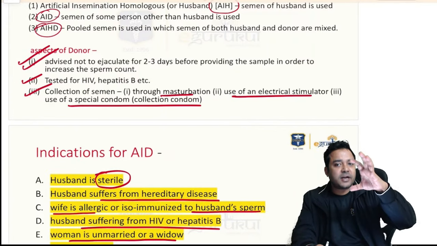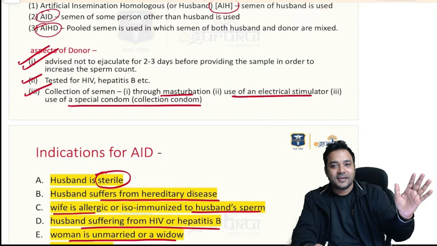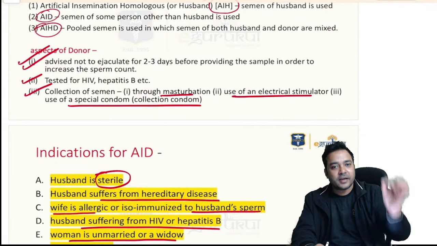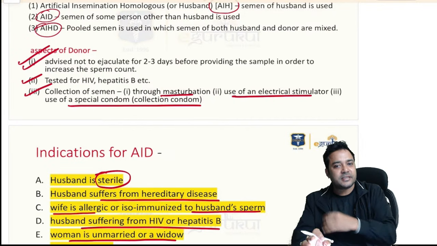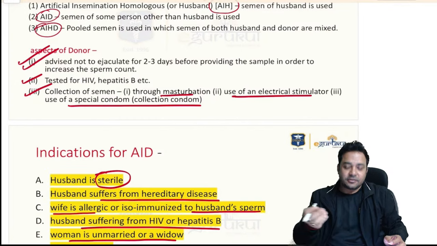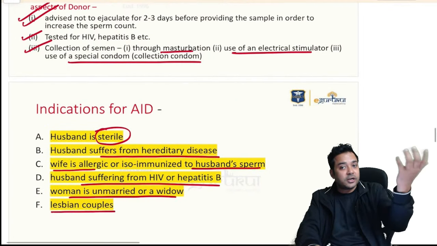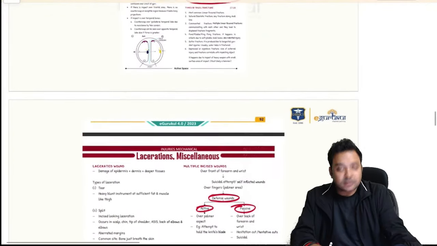This is what you need to write in AID as a short note, which is asked across all the universities. Just define them. And remember these simple indications: if the husband is sterile, suffering from HIV or hepatitis B, hereditary or genetic disease, if the female is unmarried, widow, or lesbian couples are there. That's it. Simple.